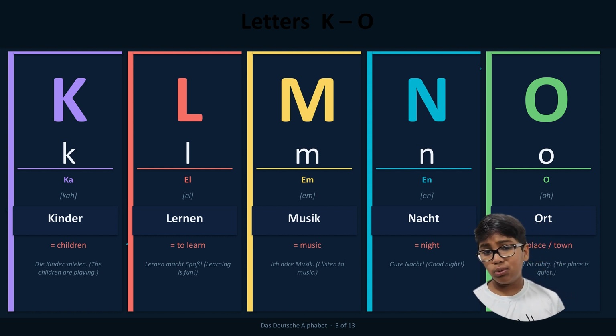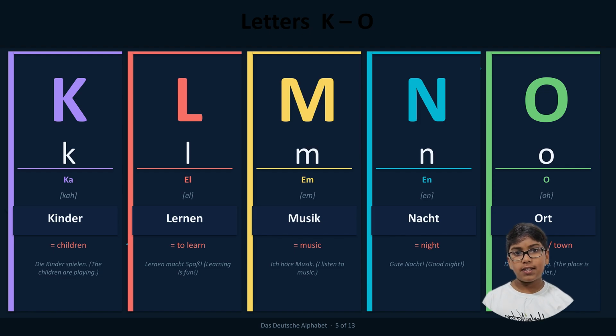That could be you. L, pronounced as L, just like the English letter L. The example word is lernen. Say it. Lernen. Lernen means to learn. Lernen macht Spaß. Learning is fun. And it is fun.